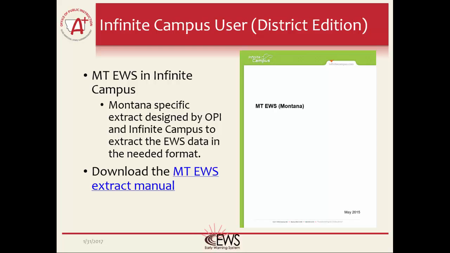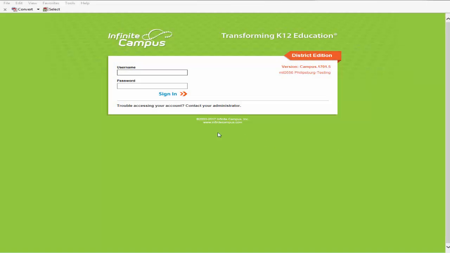One item of note on the setup needed for this to work correctly. There are several state reporting boxes that will need to be checked in order for the extract to work correctly. Checking these boxes do not mean that data will be reported to the state. It's just a requirement to create the extract file. We will now do a short demonstration of where to find the Montana EWS extract in Infinite Campus and the steps needed to extract the data.